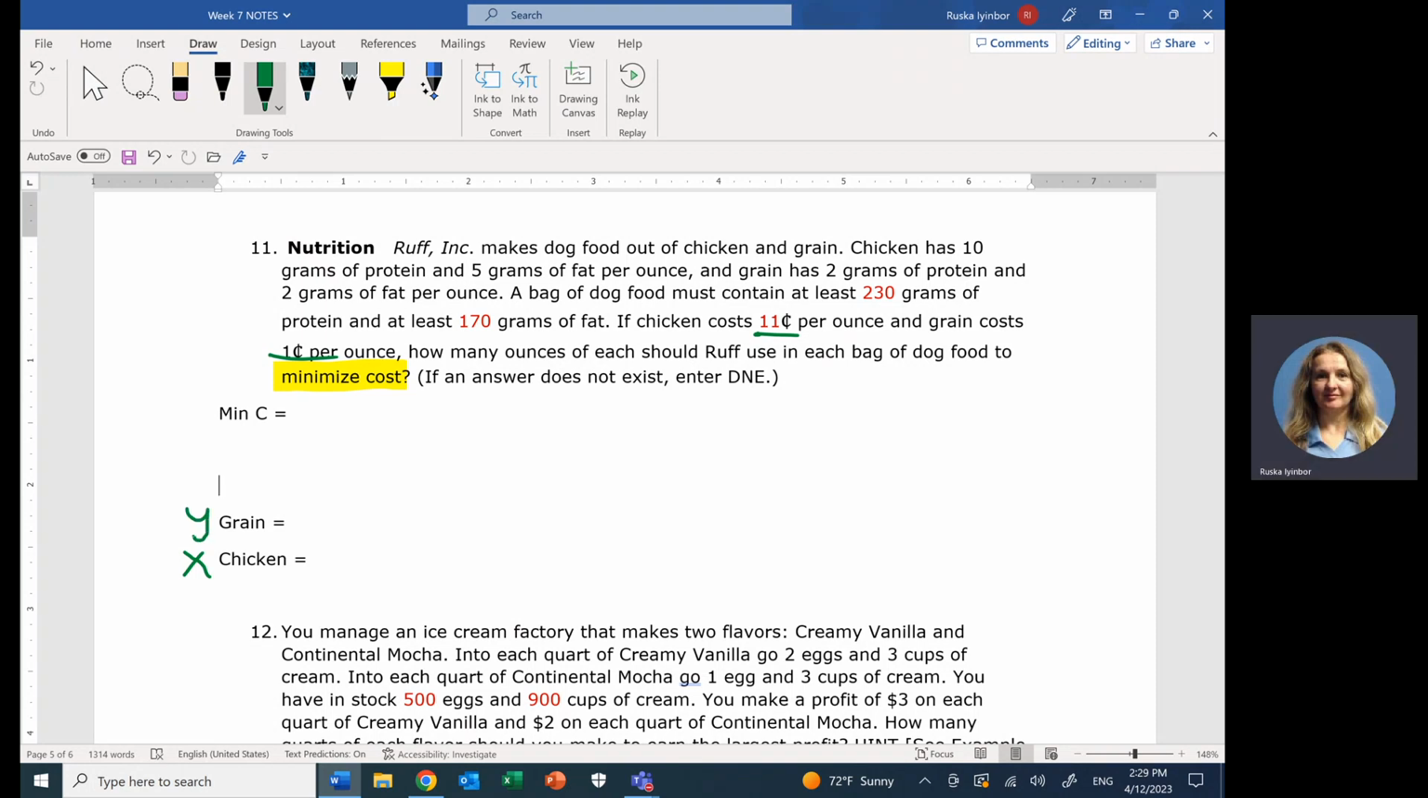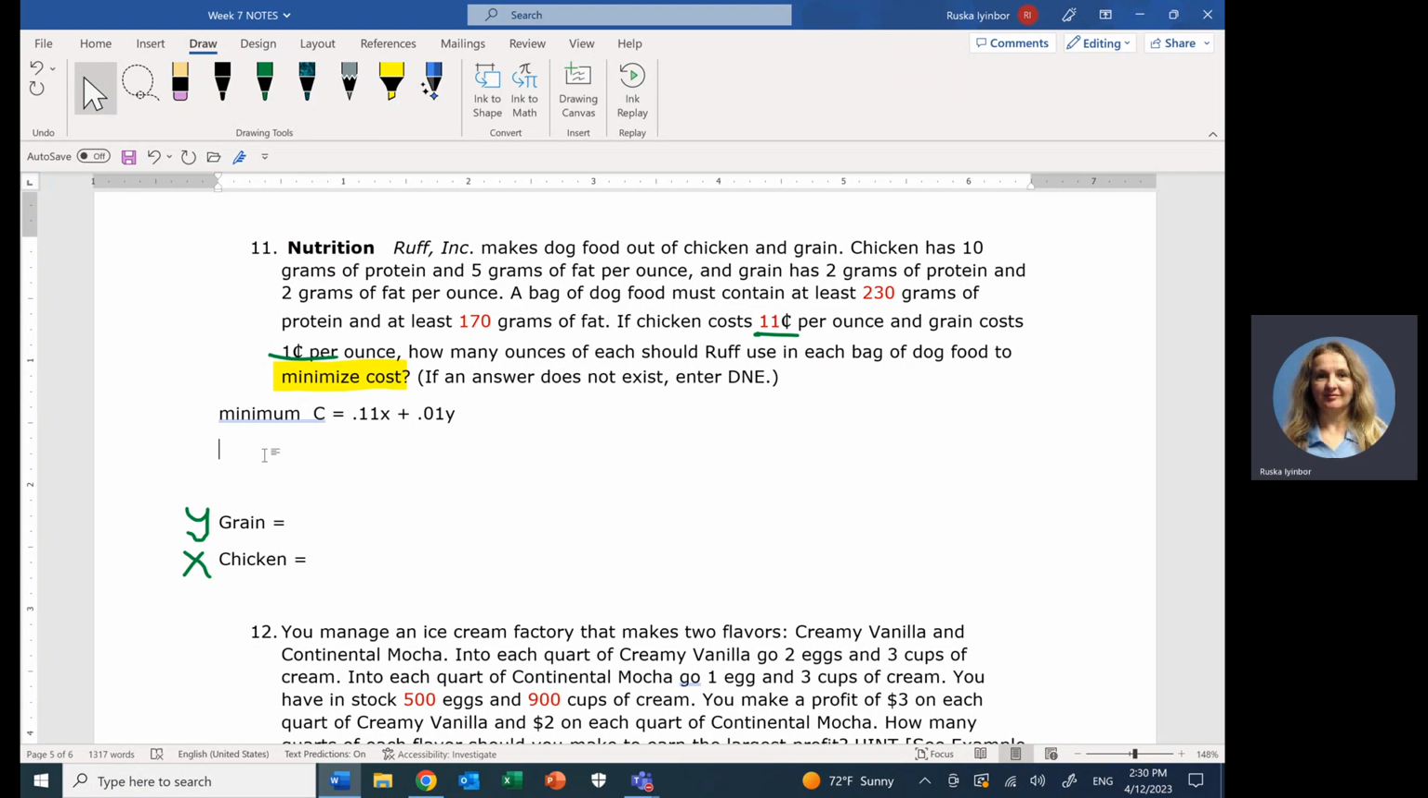So writing the cost function is gonna be 11 cents per chicken. We're gonna change the cents to a dollar amount: 0.11x plus 1 cent, which is 0.01y. So this is the function which is going to calculate the cost, and you have to minimize that function. Okay? So now, how are you going to do that? We need to use the restrictions. We need to find the area and then get the corner points on that area.